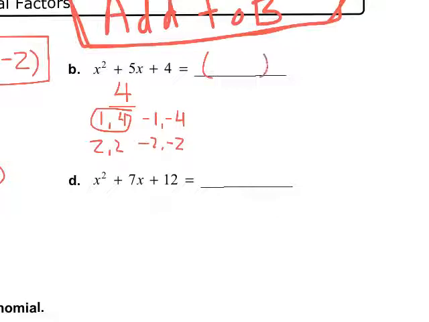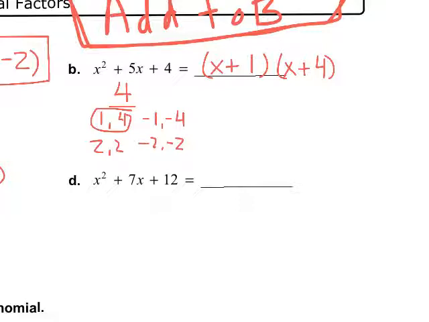So two sets of parentheses. X's from the x squared go in the first slots. The two factors that I just found are +1, so that's +1, and +4, so that's +4. There's my final answer. Okay.